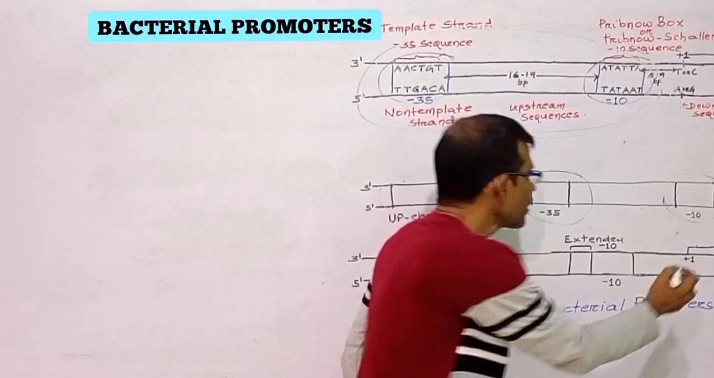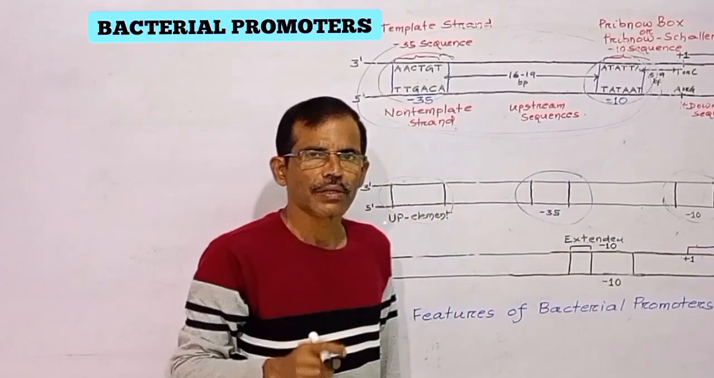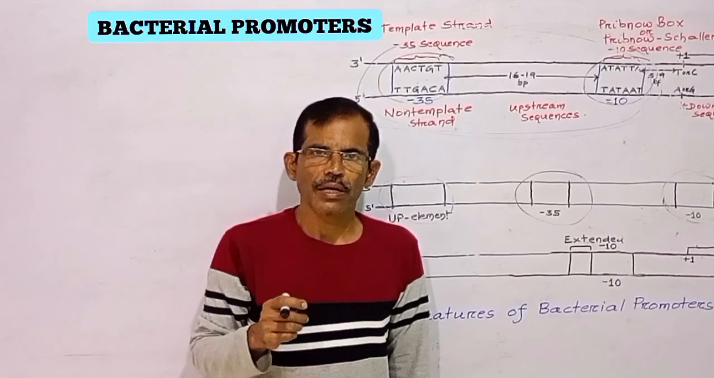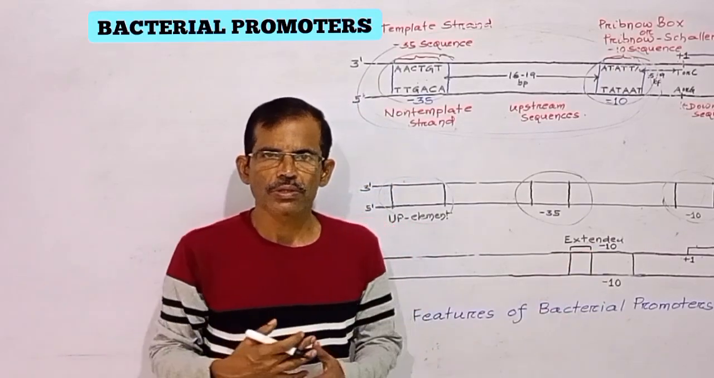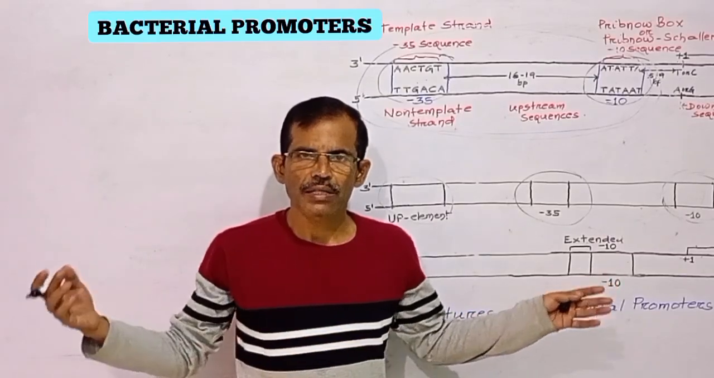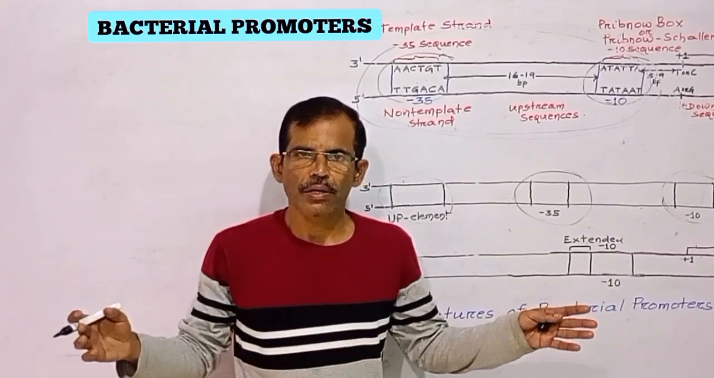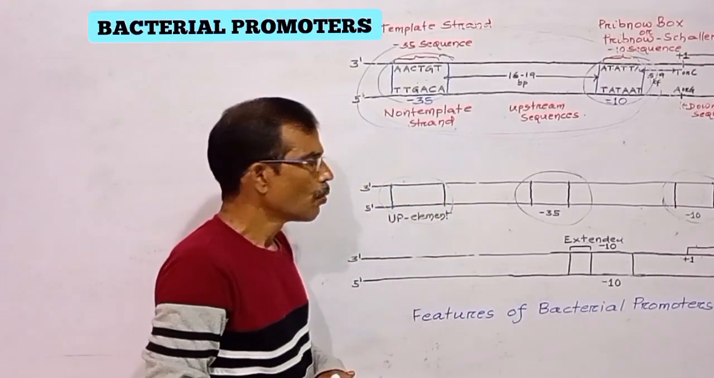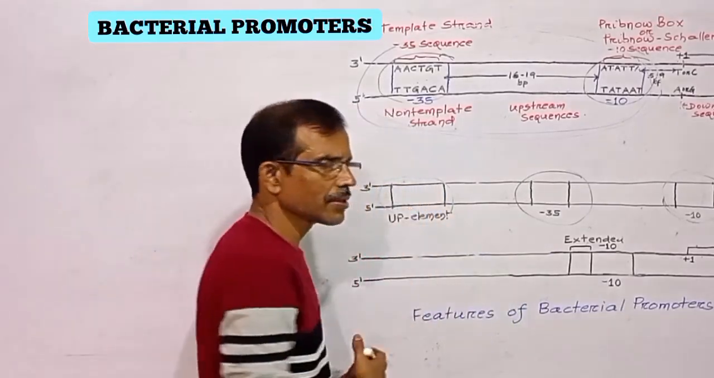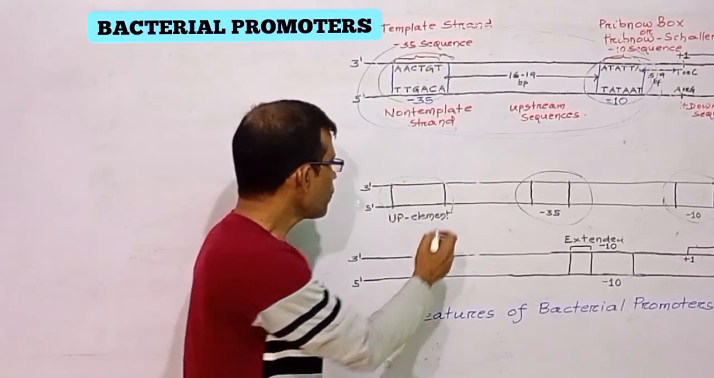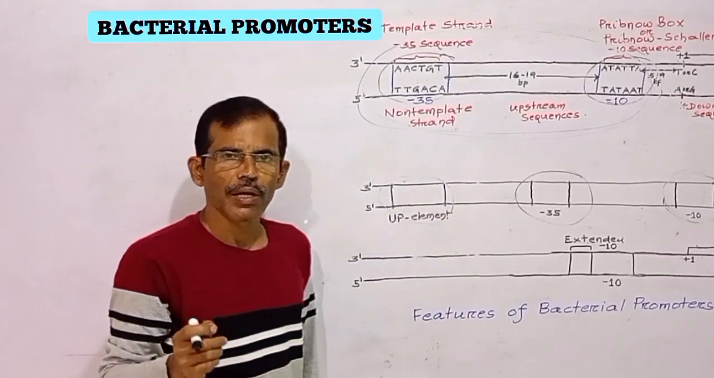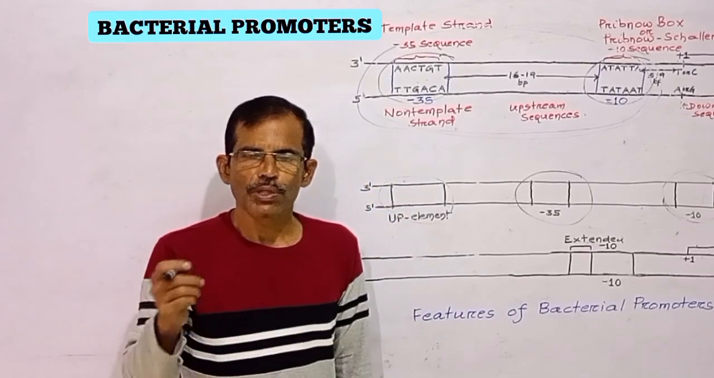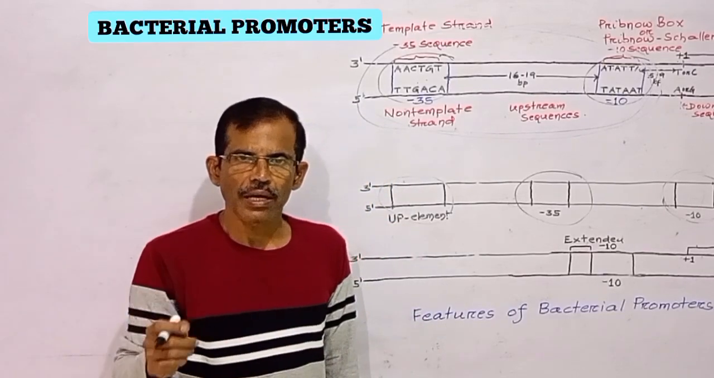In addition to the -10 and -35 sequences, an additional DNA element that binds RNA polymerase is found in some strong promoters, for example those directing the expression of ribosomal RNA genes. This additional sequence is called the UP element, which is located upstream of the -35 sequence. The UP element increases RNA polymerase binding by providing additional specific interactions between the enzyme and the DNA.